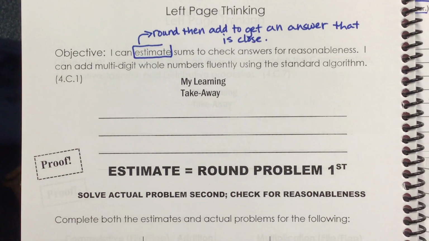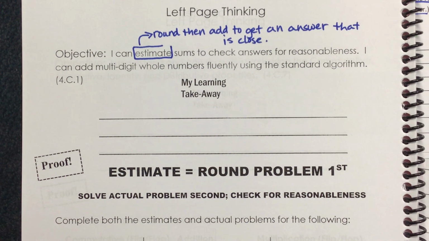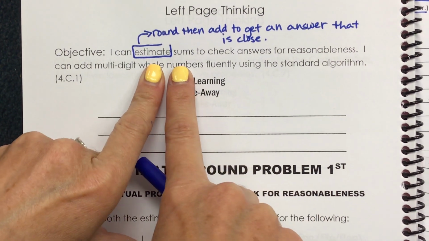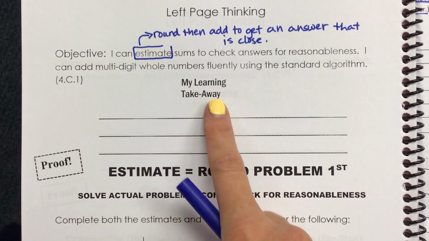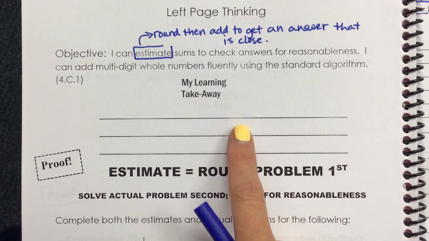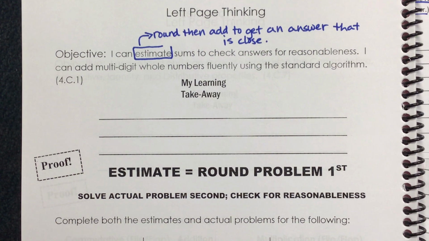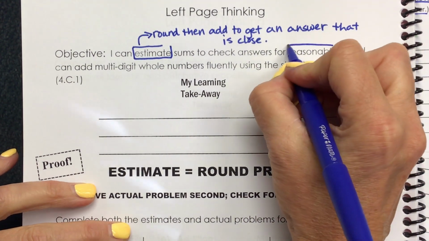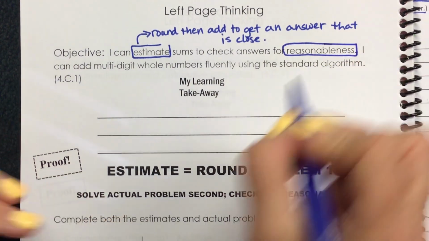And I can tell you that it is one of those things that you're going to use maybe more than any other math skill, is estimating. Okay? So we estimate when we don't have a piece of paper, when we're in a hurry, when we can't use a calculator. That's when it's great to estimate. But here's another great reason. Put a box around the word reasonableness and tell me what that means.